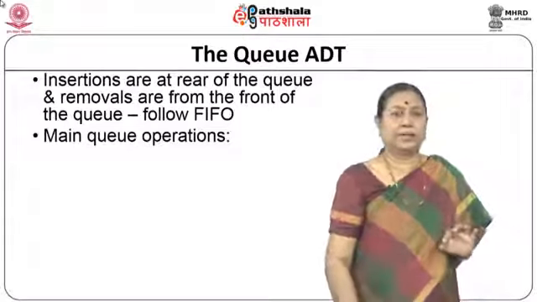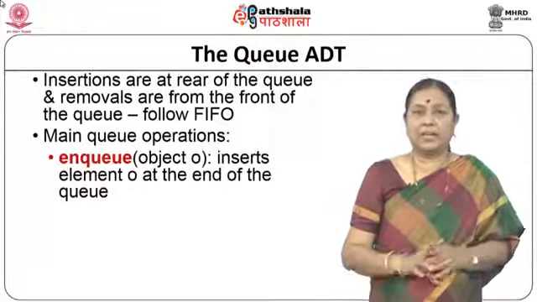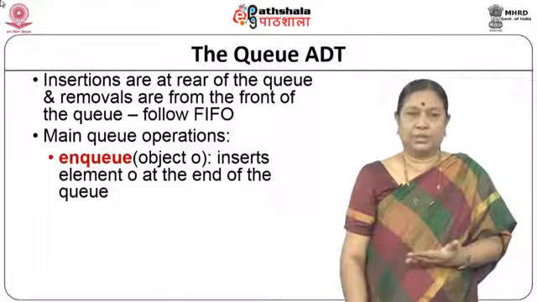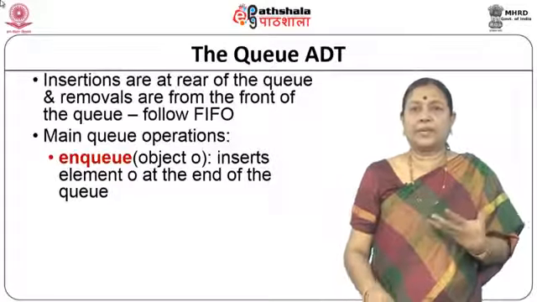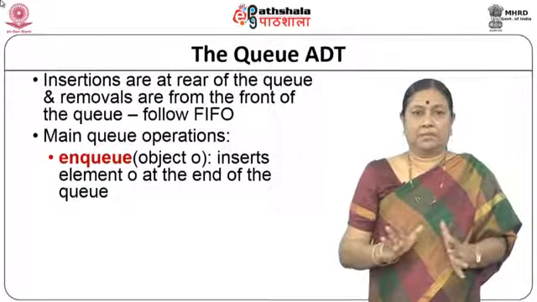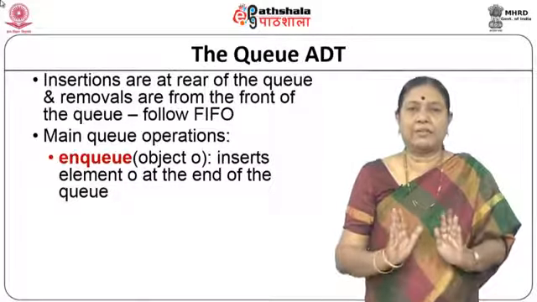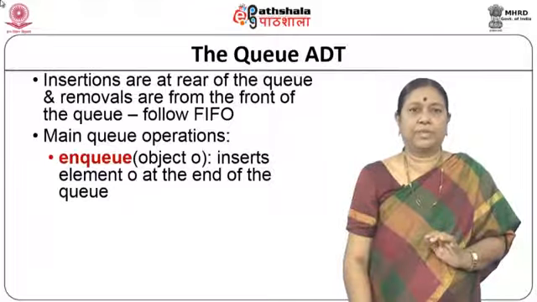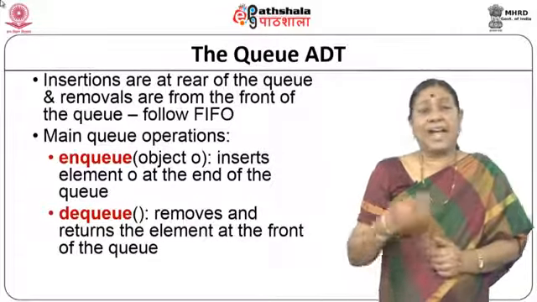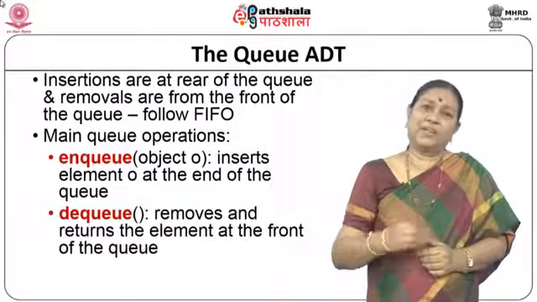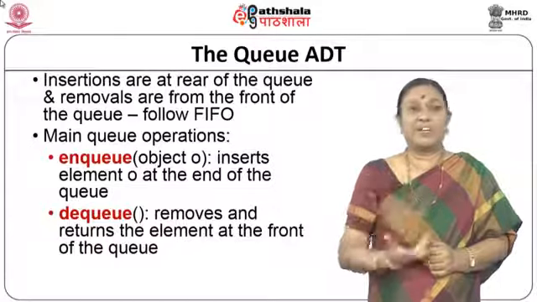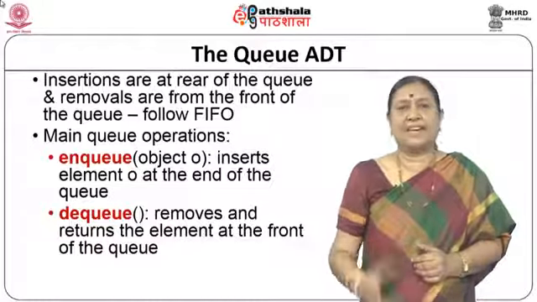Now, let us define the queue operations. The first is NQ. It takes an object and inserts the element O at the end of the queue. The reason we use the term object is that the element can be of any description. But whatever that is, that element will be inserted at the end of the queue. And DQ removes and returns the element at the front of the queue. As in any deletion operation, either you can just delete the element or you can delete the element and return it. It depends on your definition of that operation, just like in any ADT.